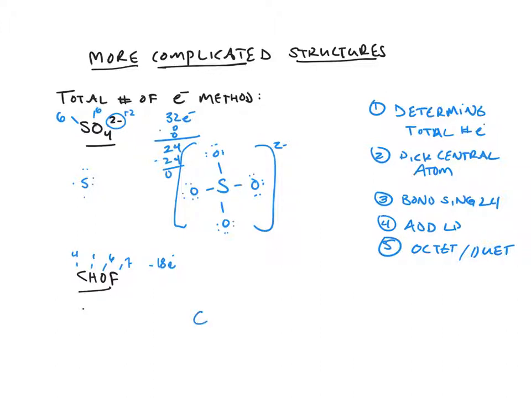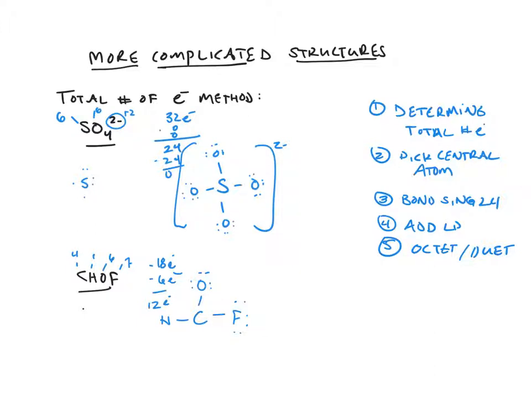Once carbon is in the middle, I need to bond it to a hydrogen, an oxygen, and a fluorine. That uses 6 electrons, which leaves me with 12. Hydrogen's okay because it has an octet. 2, 4, 6, 8, 10, 12. Adding lone pairs uses all my electrons, but carbon doesn't have an octet.